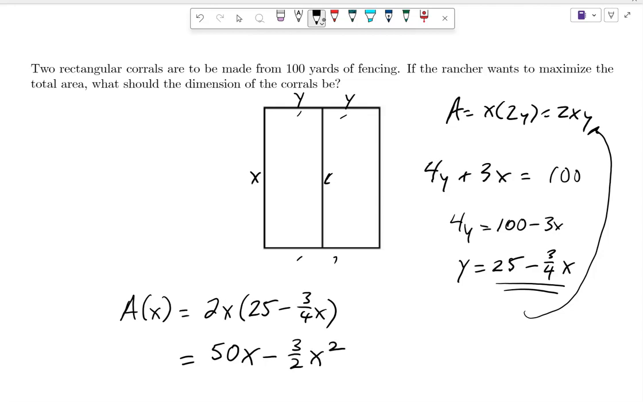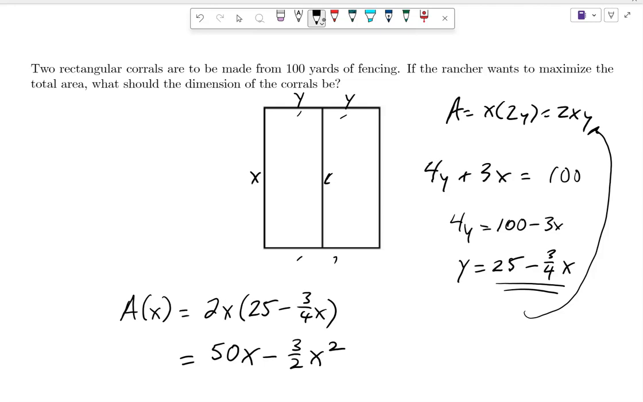Now, does this look like a function that we figured out how to find the maximum or minimum of? Yeah, this looks like exactly what we were doing with previous problems, doesn't it? What's the a value? The negative 3/2. Remember, even though I've got it written kind of backwards here, the a is the coefficient on the x squared. What's the b? The 50.